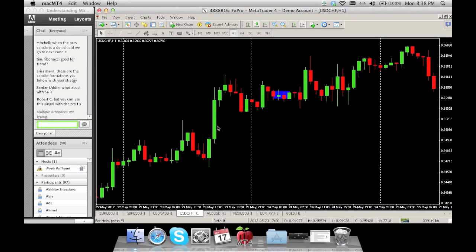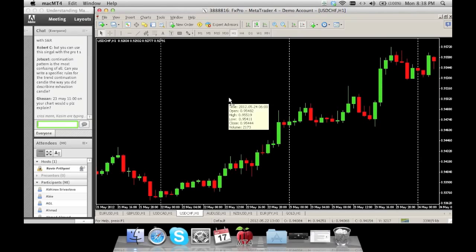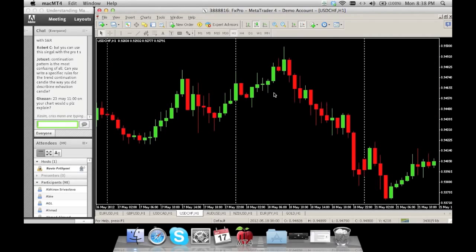Okay, Chris, these are the candle formations you follow with your strategy. Yes, yes. Sardar, what about with support and resistance? Yes, you can use it with support. It's the same thing with the pro trading strategy. Use it with support and resistance. Robert, but you can use the signals with pro. Yes, yes. Jota, that continuation pattern is the most confusing of all. Can you write specific rules for the continuation pattern? I avoid writing rules because you cannot trap the market with certain rules.